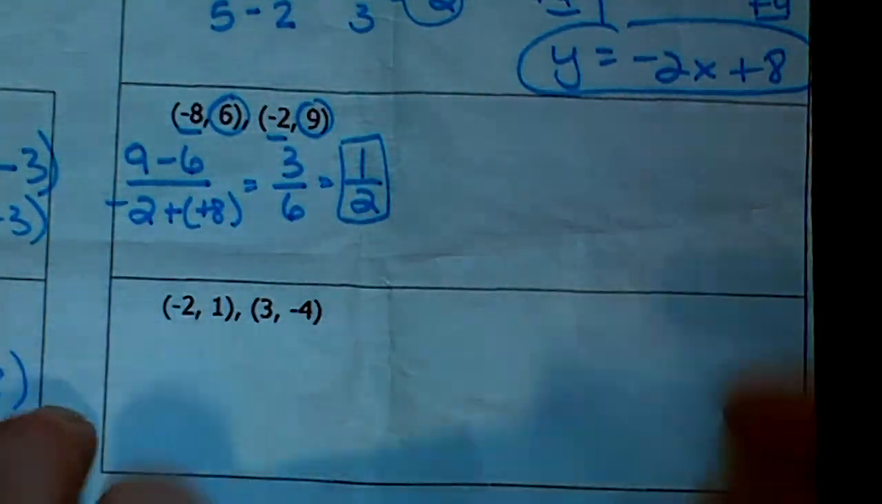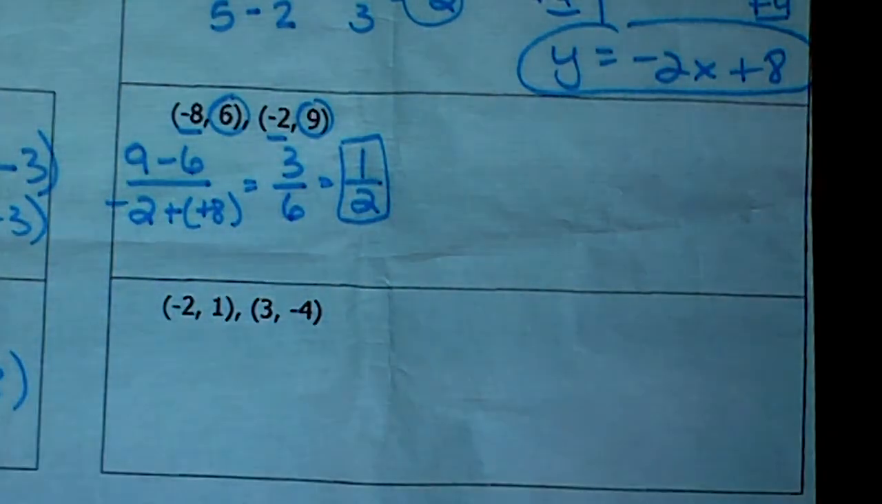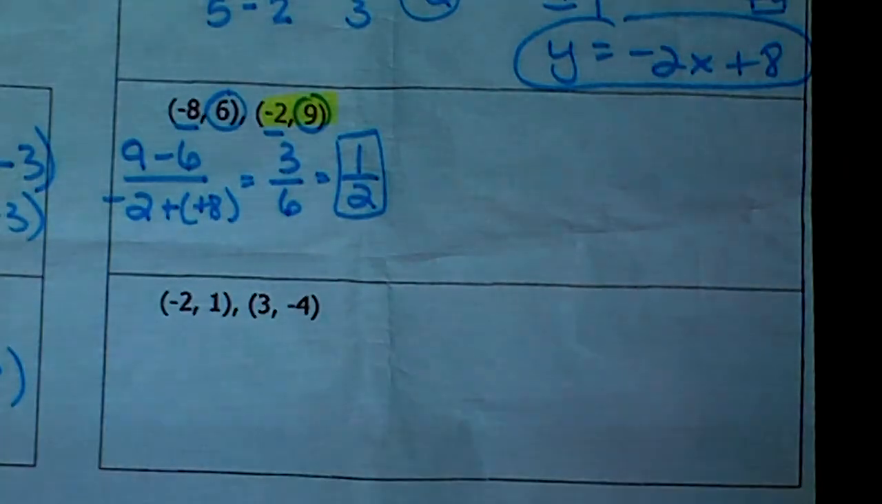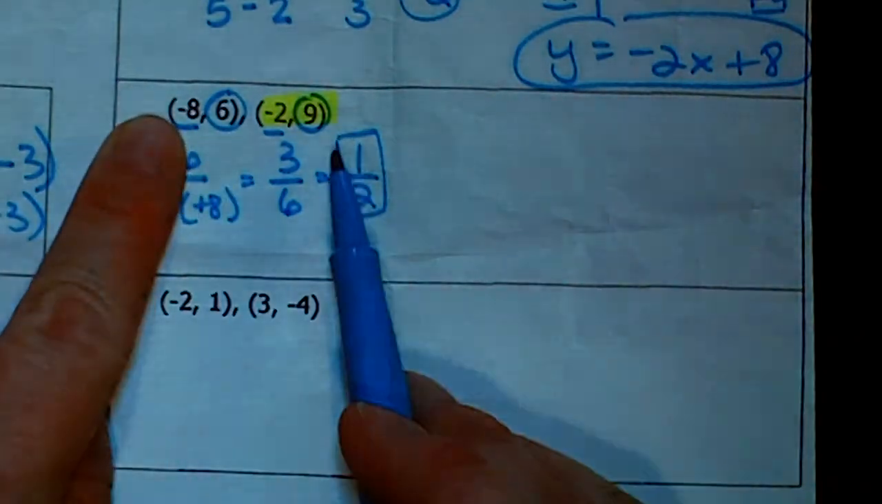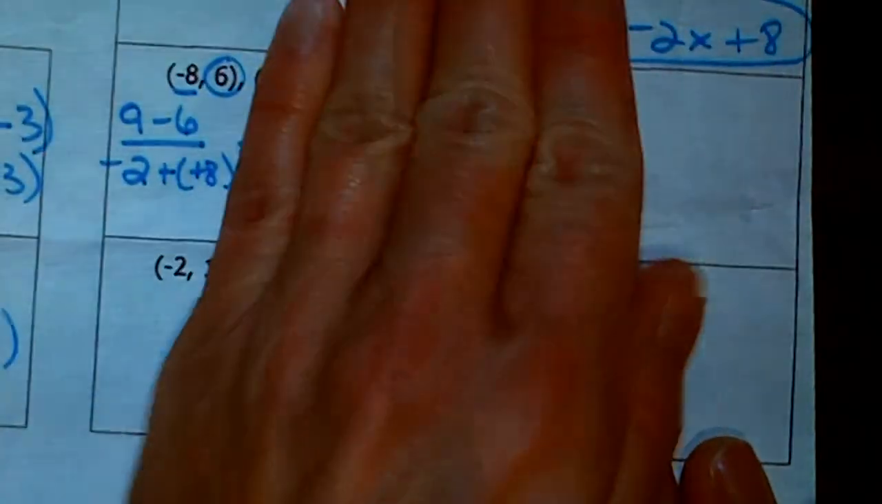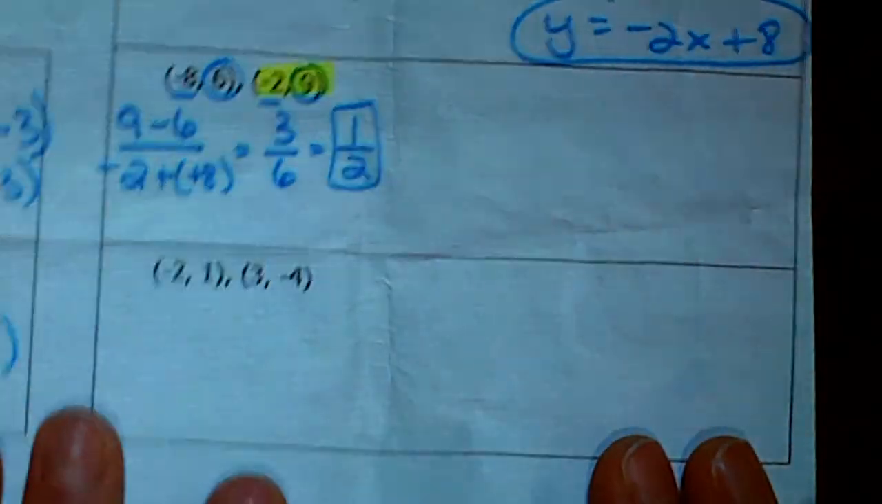Now I'm going to pick points, and this time I guess I'll pick the second one. Why not? Just to show you that it doesn't really make a difference. You can pick either ordered pair. You can't pick an x from this one and a y from this one, though. You have to use the x and y either from here or from here. You can't take one from each.